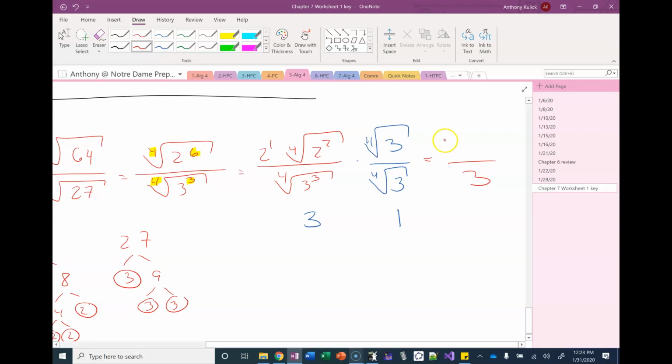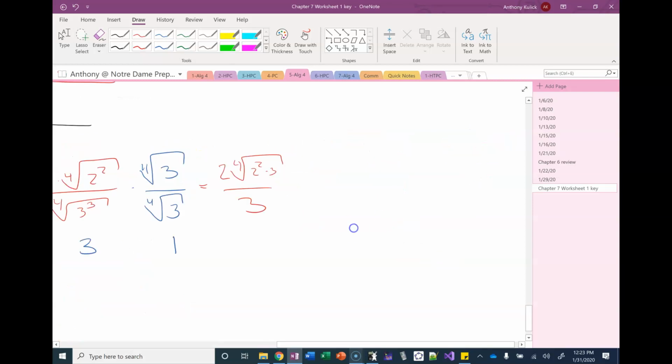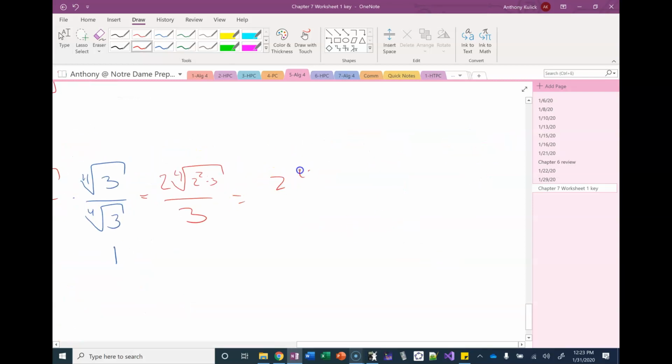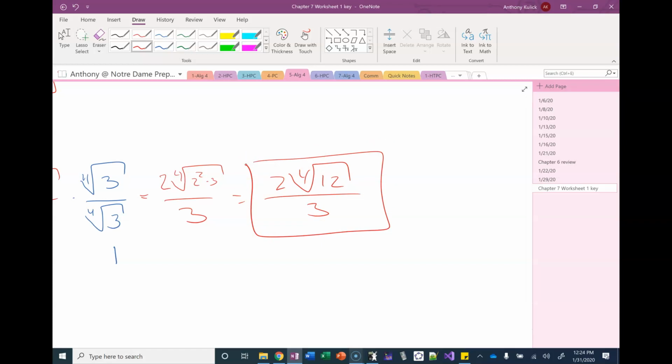In the numerator, I'm going to have 2 times the fourth root of 2 squared times 3, or 2 fourth root 12 over 3. Is that okay?